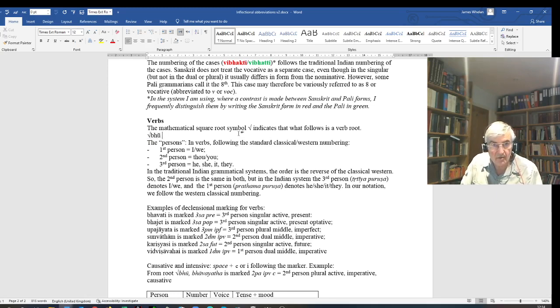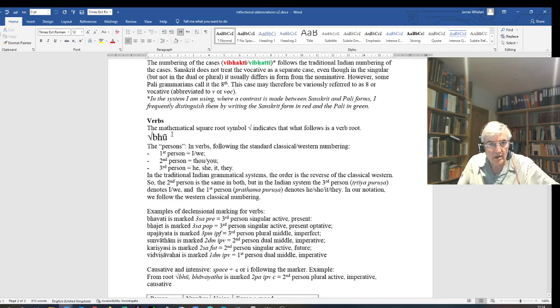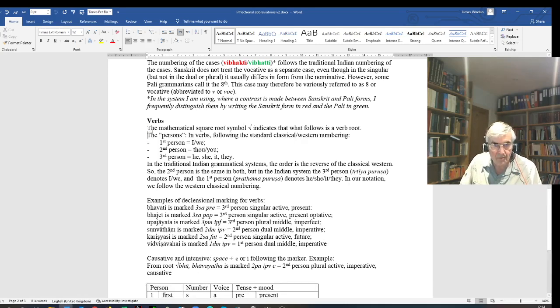I'm just typing this in, I'll delete it in a moment. This bhu here. The way I've written it indicates that what follows, bhu, is simply the root. It's not, as it were, an independent, freestanding word on its own. You'll never see that in a running text. You'll only see it in grammars where we have the conjugation of the verb bhu, and then you'll have bhavami, bhavasi, bhavati, and so on. Let me just delete that now.